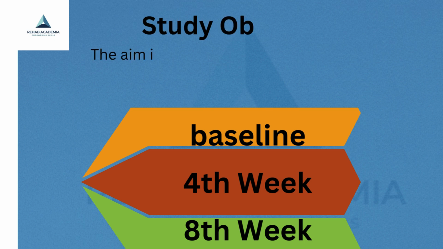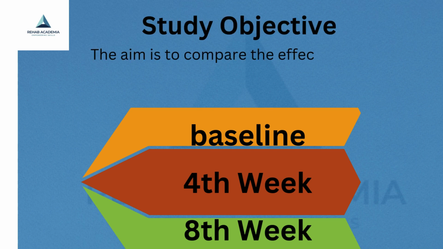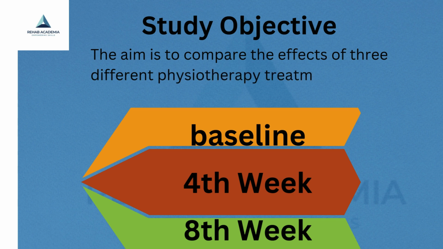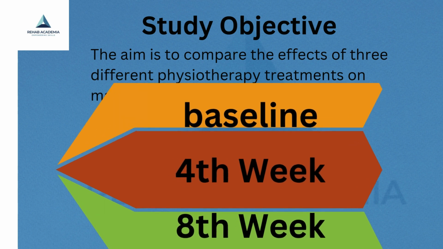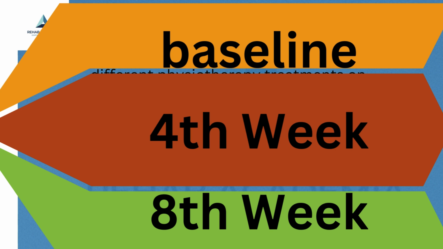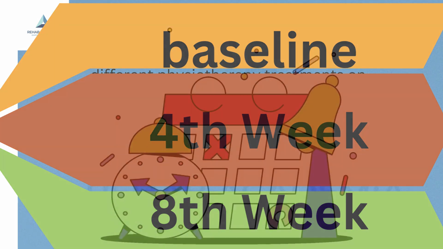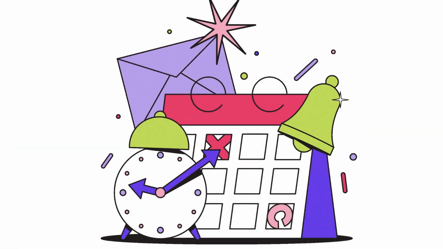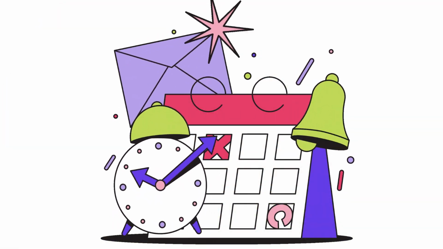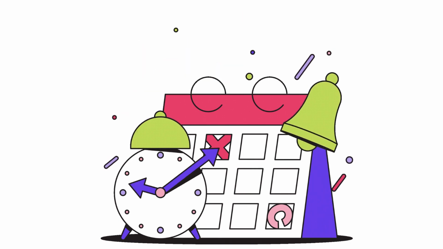Now let's look at the study objective. The aim of this research is to compare the effects of 3 different physiotherapy treatments on managing primary dysmenorrhea. Participants will be assessed at 3 different time points: baseline, the 4th week, and the 8th week, allowing us to evaluate changes over time and the effectiveness of each intervention.